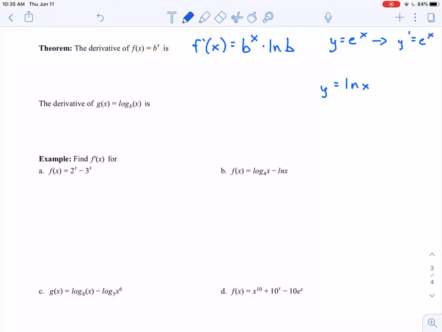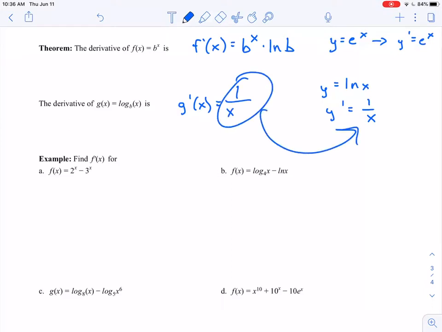Next, let's look at logarithms. So here I have g of x equals log base b of x. If I want to take the derivative of that, think about how we took the derivative of natural log of x. Well, we said the derivative of natural log of x was 1 over x. So the derivative of log base b of x is going to behave really similarly. It's going to start off as 1 over x. So already this looks exactly like that, but it is going to behave just a little bit differently.